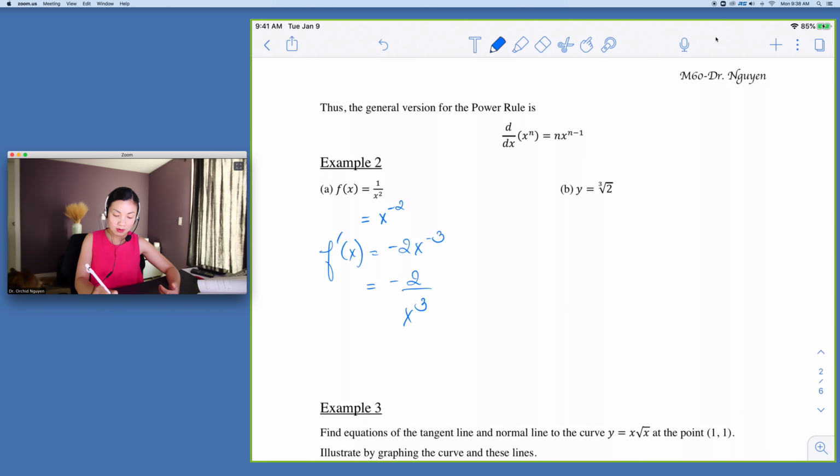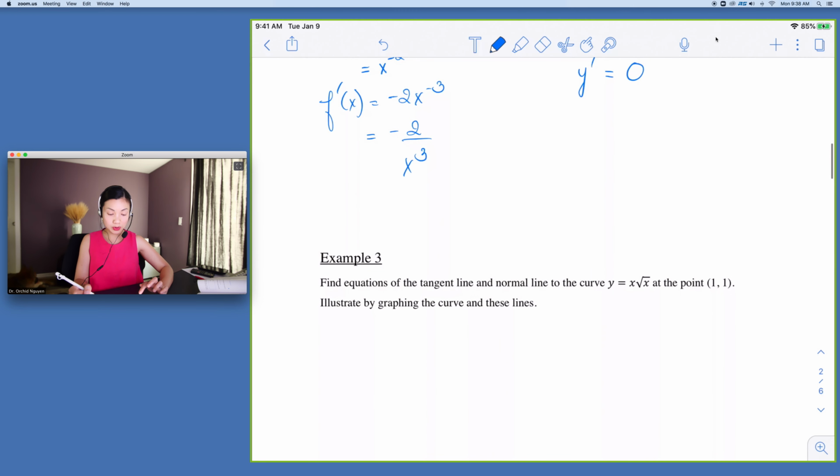Now, you see right here, this is just a constant. So for part B, it's just a constant, and the derivative of a constant is simply 0. In this case, I have y, so I'm just going to write y prime. It's going to be 0.